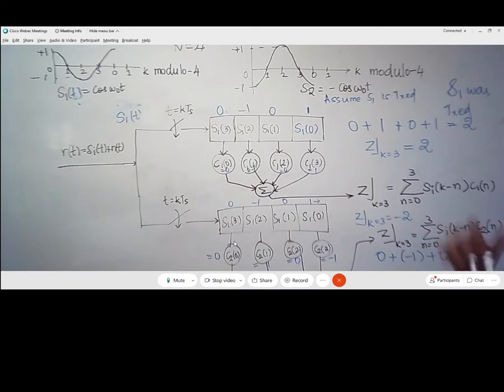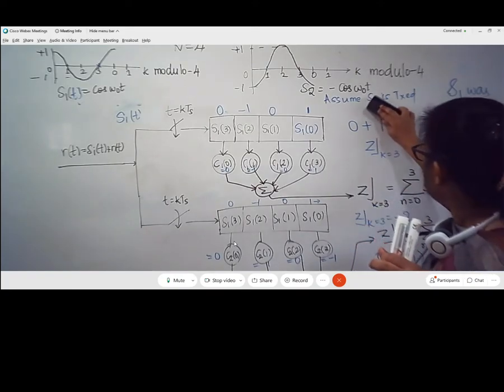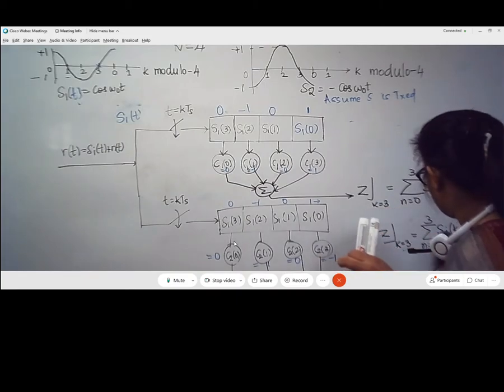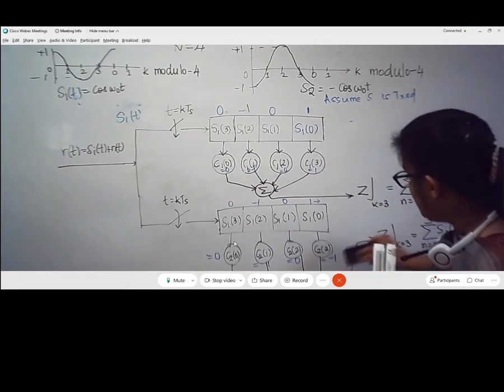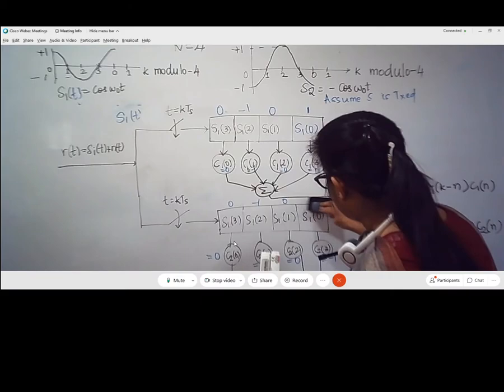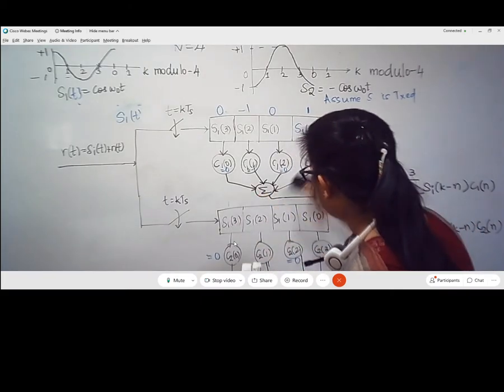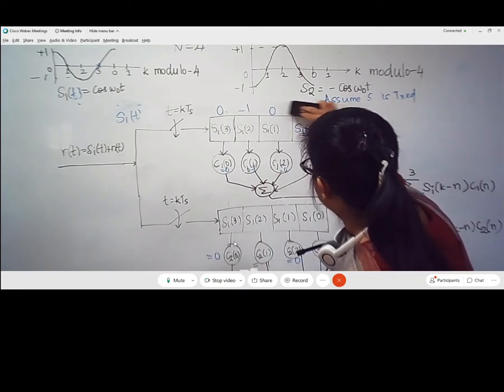Similarly, what if S2 was transmitted? I'll give you another scenario. You need to tell me now, what if S2 is transmitted? I'm going to erase only this blue part. The weights will remain constant, only the variable is S1, S2, S3. So therefore, I'm going to erase the top part.